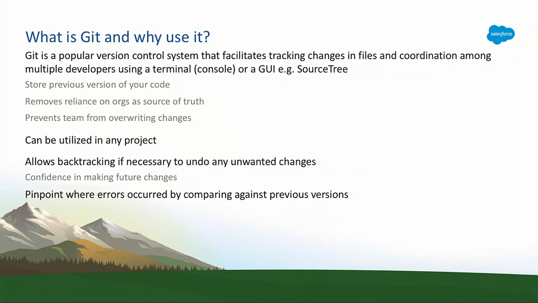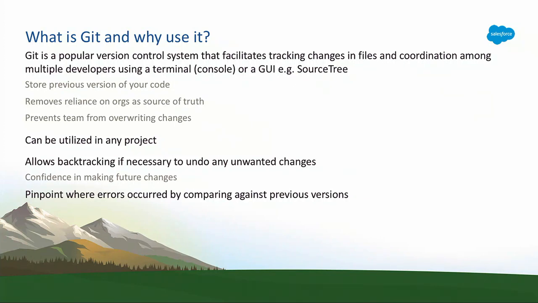Has anyone ever worked in an org where some functions are commented out and it's just sitting there in the org for a long time? If you're using Git, you can just delete those comments. Get rid of them, because that function is being stored in Git.